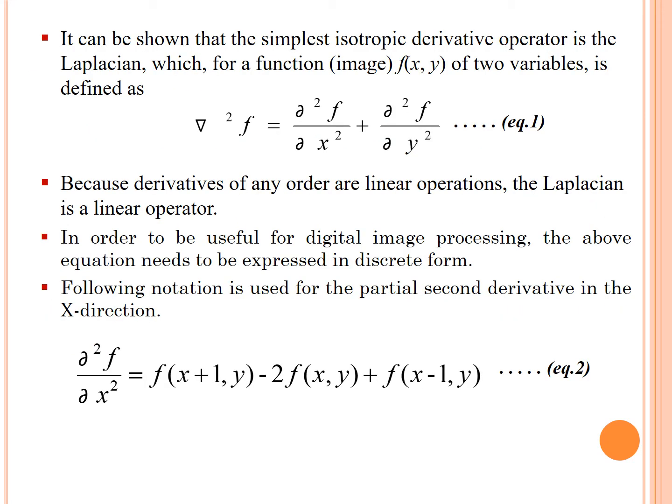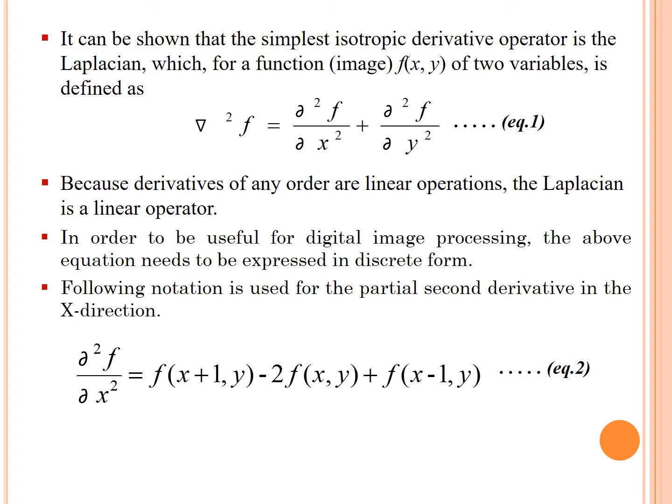It can be shown that the simplest isotropic derivative operator is the Laplacian, which for a function image f of x, y of two variables is defined as ∇²f is equal to ∂²f/∂x² plus ∂²f/∂y². Because derivatives of any order are linear operations, the Laplacian is a linear operator. In order to be useful for digital image processing, this equation needs to be expressed in discrete form.